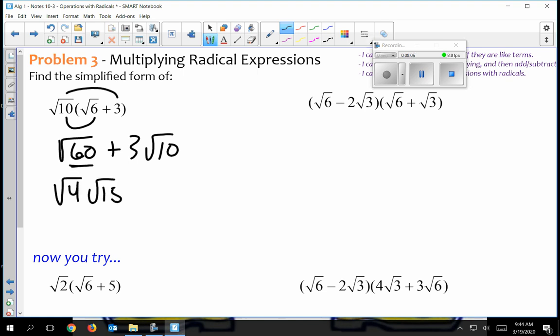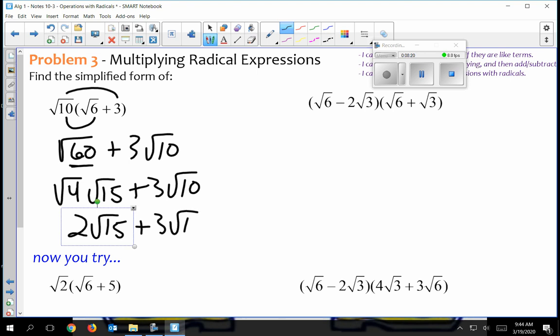4 goes into it 15 times. So I need to do that. I can't simplify 10 because I can only break it down to 2 and 5. Neither one of those are perfect. So here I'm going to get 2 square root of 15 plus 3 square root of 10. And that's as far as I can go because the radicals are different. Okay.